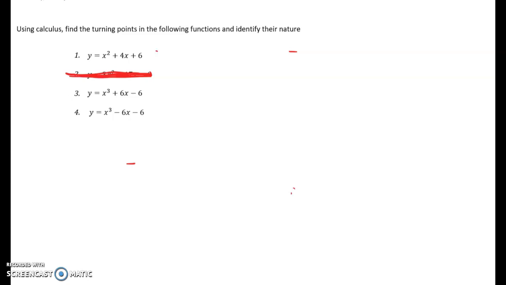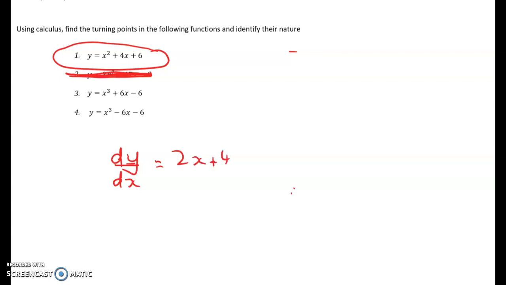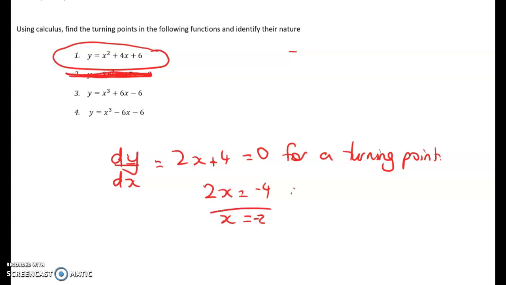Right, so not just by drawing that graph and going, hey, here's the turning point. So dy by dx for this first one is 2x plus 4. And that needs to equal 0 for a turning point. And this is how you need to communicate what you're doing. So we're going to solve that little equation. We get 2x equals negative 4, x is equal to negative 2.